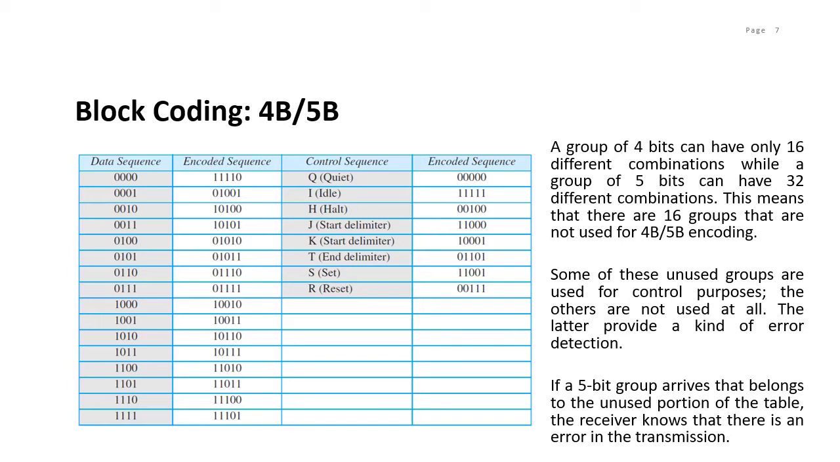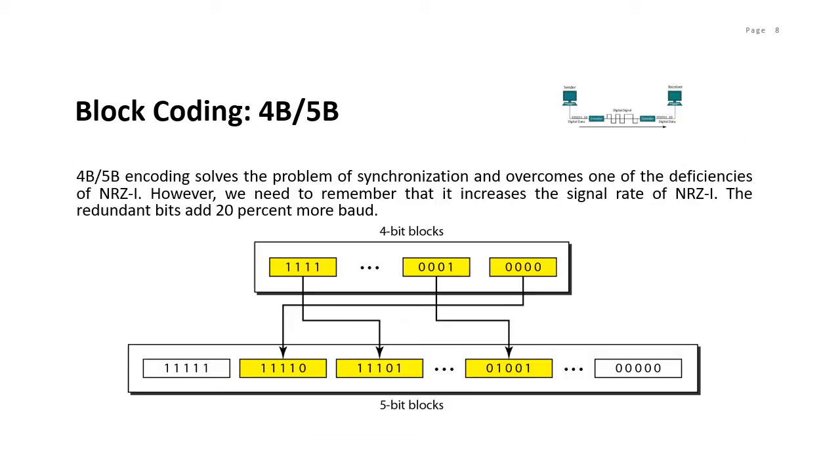Okay, the latter provide a kind of error detection. If a 5-bit group arrives that belongs to the unused portion of the table, the receiver would know that there is an error in the transmission. This figure shows an example of substitution in 4B/5B coding.